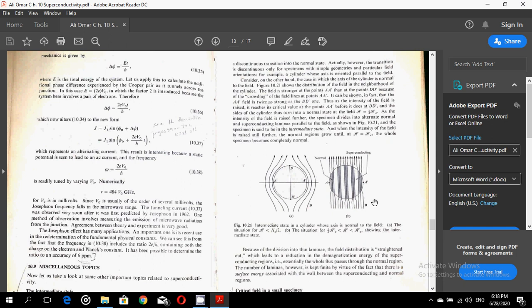The Josephson's effect has many applications. An important one is its recent use in the redetermination of the fundamental physical constants. We can see this from the fact that the frequency in equation 10.38 includes the ratio 2e over h cut, containing both the charge on the electron and the Planck's constant. It has been possible to determine this ratio to an accuracy of 6 parts per million.